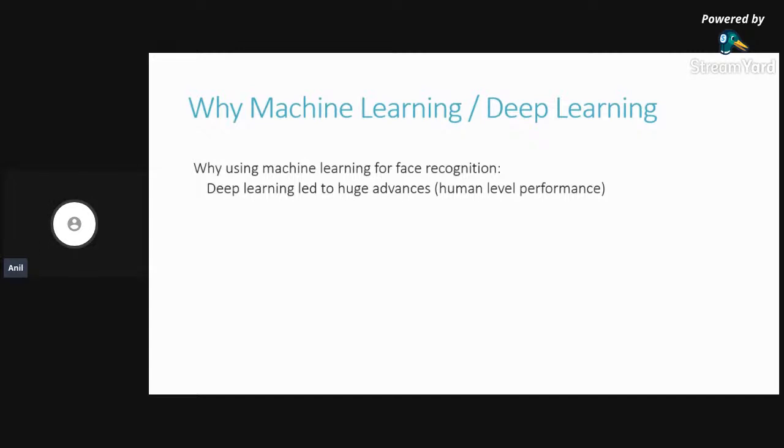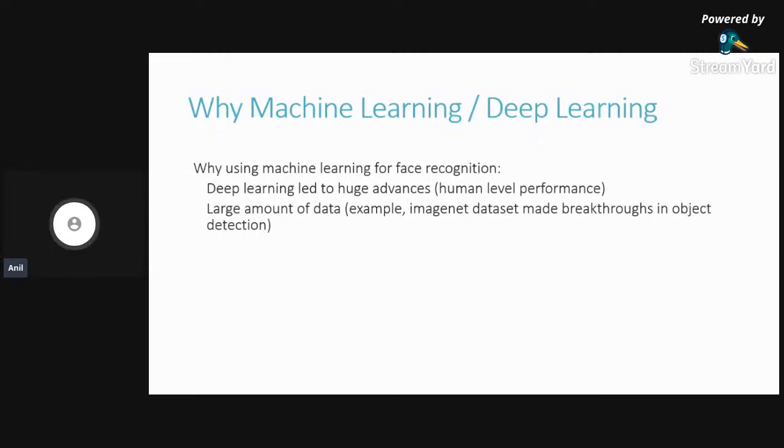Okay, so let's come back to the slide. Why are we using machine learning or deep learning for any real task, for example, face recognition? It's because deep learning has led to huge advances in performance, and in many cases we have seen human level performance and more than that. Another reason is that we now have access to a large amount of data. For example, the ImageNet dataset made breakthroughs in object detection. That means we have a large amount of variations of that data, and the machine learning system can learn those variations. And another reason is the computing power that is available these days.